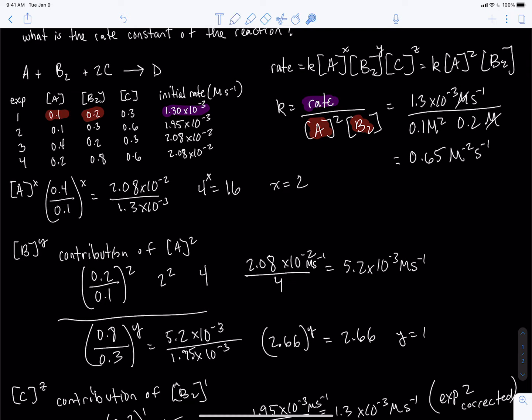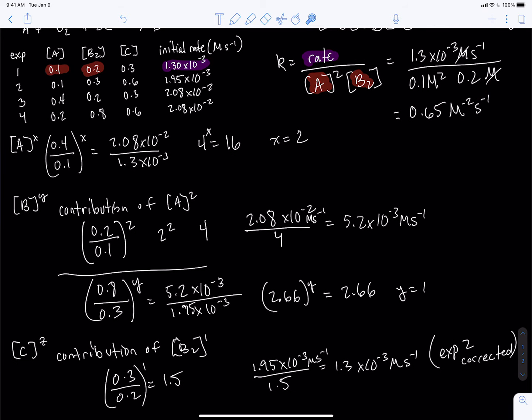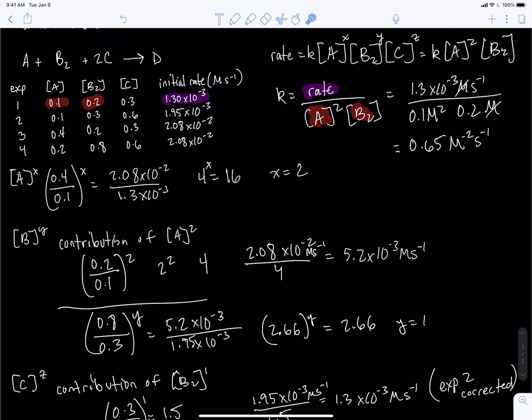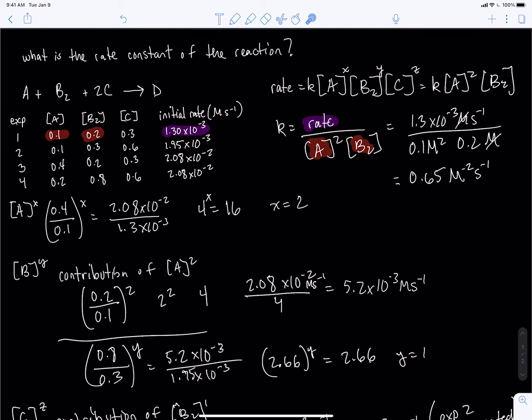But this part of the problem is fairly standard. Dealing with this kind of stuff takes a little bit of an extra step, so it's just a matter of adding in a little bit of a correction factor there. But that's how you work these slightly more complicated method of initial rates problems.